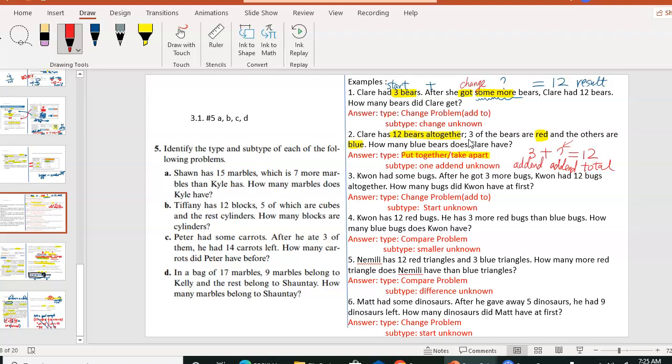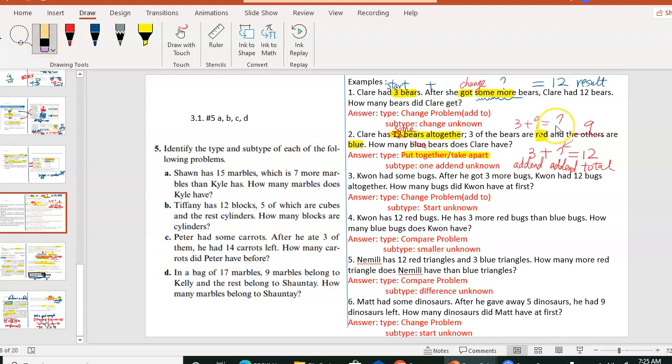Now I can change the question slightly. For example, I would say Claire has some bears together. 3 of them are red and 9 of them are blue. How many bears does Claire have? This is going to be a put together problem because we have 3 red plus 9 blue equals how many? So it's a total unknown. So it's put together, total unknown.